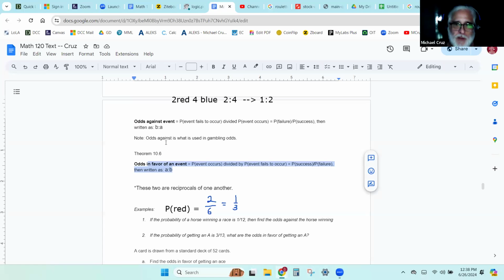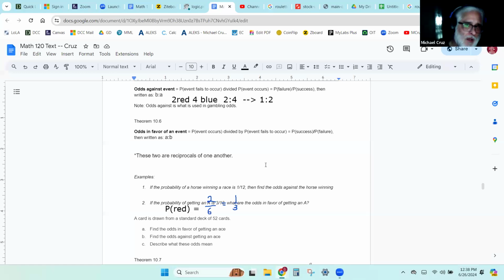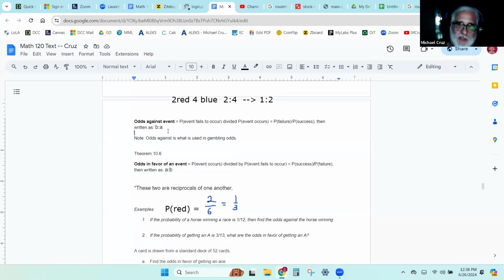Odds in favor is A to B. Odds against is B to A. And generally, you put them with a colon. The way you read that is A to B. So the colon kind of reads as the word "to." Sometimes people will write it like that, 8 to 1, and sometimes people write it as fractions. So these things are just the mirror image of one another. A to B, B to A. If you were to hold that in the mirror, they'll be backwards.